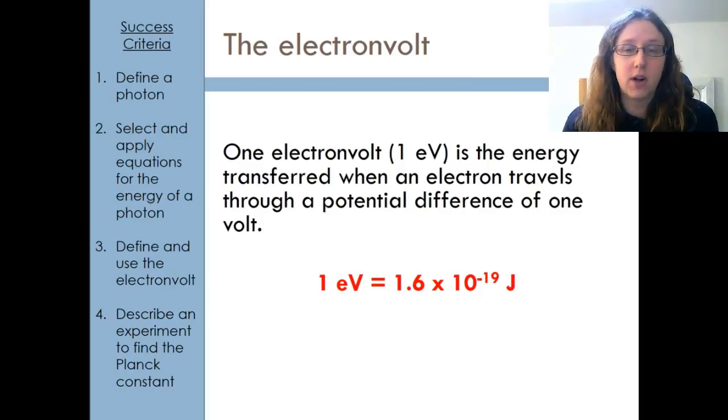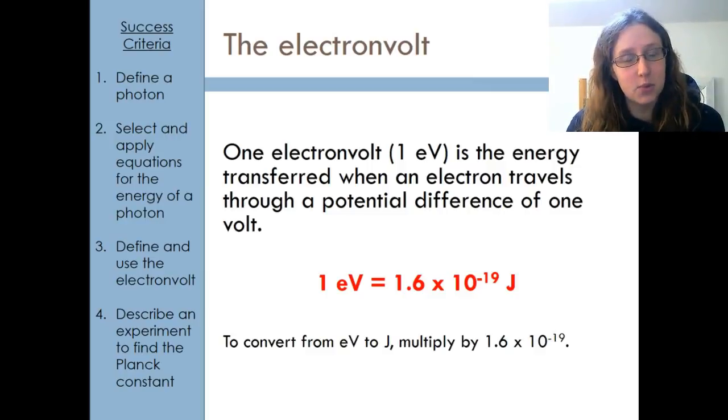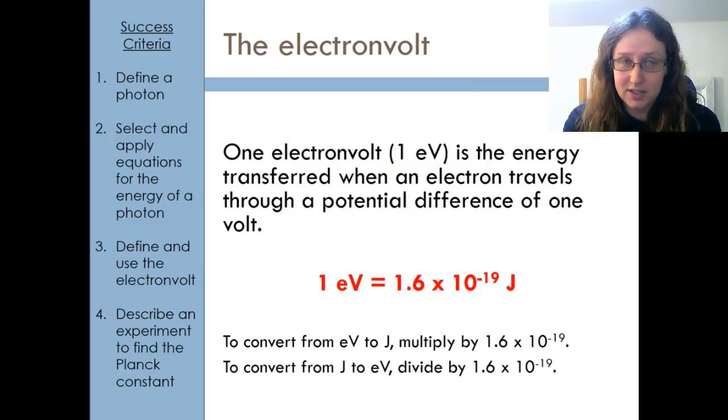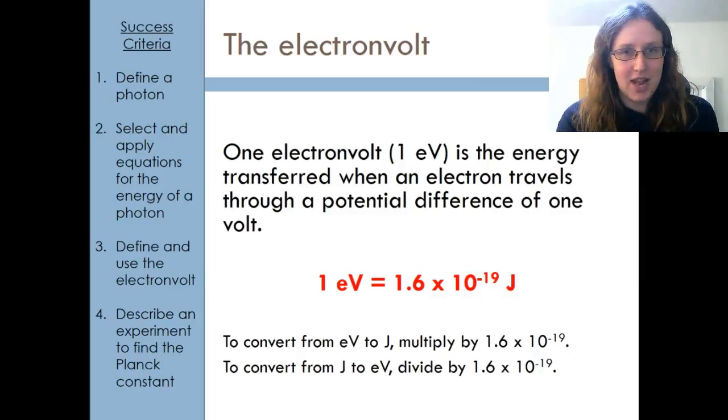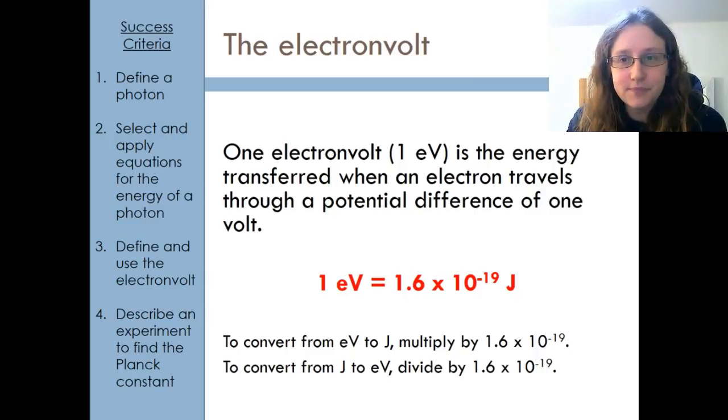So 1 electron volt is 1.6 times 10 to the minus 19 joules. And you have to be able to convert between joules and electron volts. To go from electron volts to joules, you multiply by 1.6 times 10 to the minus 19. And to convert from joules to electron volts, you divide by 1.6 times 10 to the minus 19.